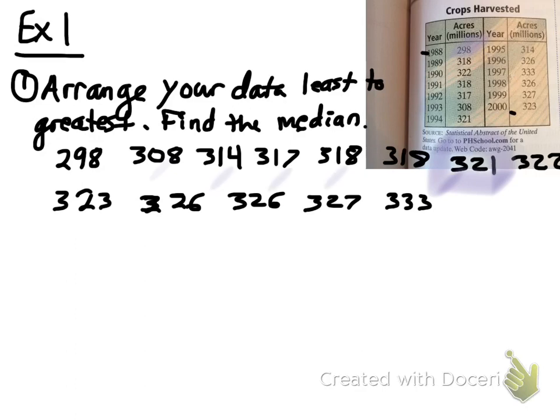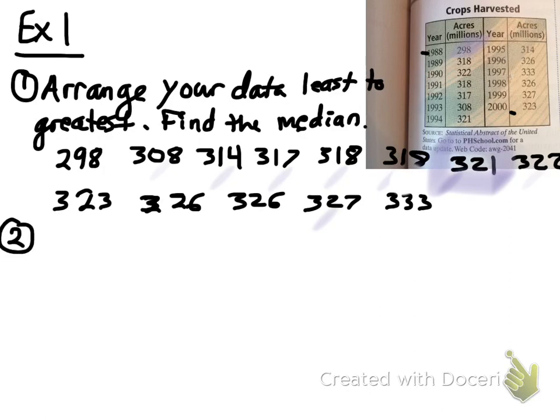There's 1, 2, 3, 4, 5, 6, 7. 1, 2, 3, 4, 5, 6. Wait, did I do that right? 1, 2, 3, 4, 5, 6. Sorry, there's 6 on each side. I double counted here. So there's 6 numbers on both sides of 321, so 321's in the middle, so that's our median.